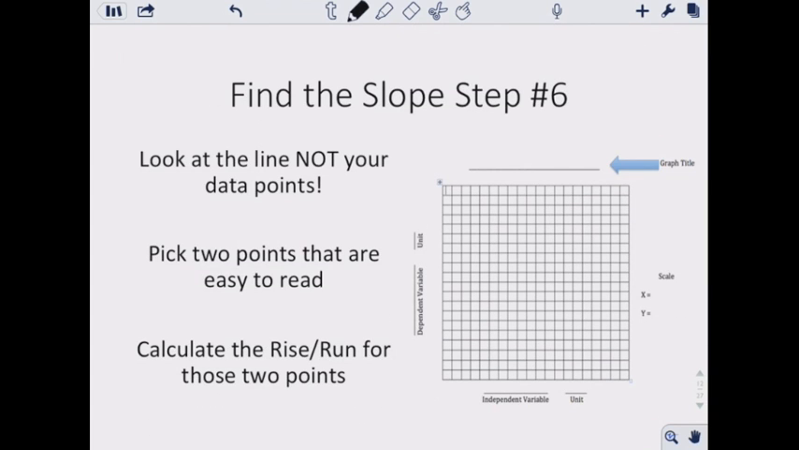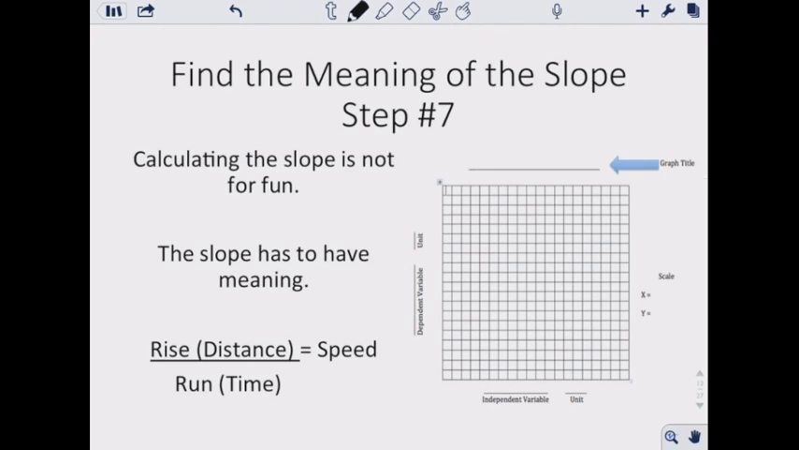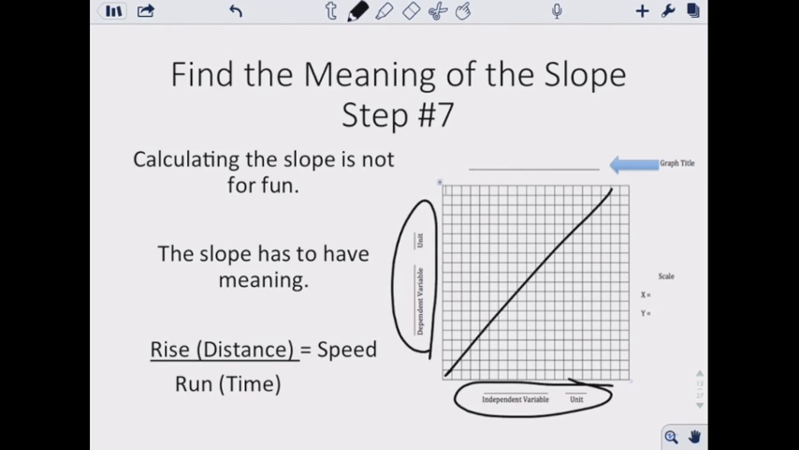So the last step that we have is we can find the slope. Look at the line, not the data points. So pick 2 points. Once we get our line that's nice and straight, we pick 2 points that are easy to read and we calculate the rise over run for the 2 points to get our slope. And the slope is actually really important. Calculating the slope is just not for fun. The slope has a meaning. In this case, our rise is our dependent variable, which is our distance, over our run, which is our time. So our distance over time, if we calculate the slope of the line, that gives us speed.